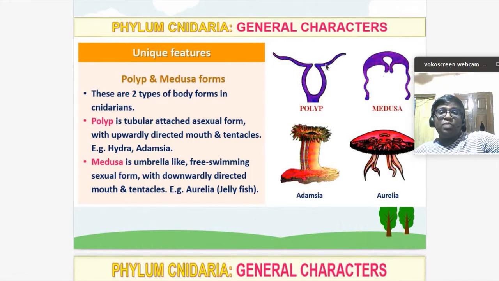So polyp is tubular and undergoes asexual reproduction. Hydra and Adamsia are examples of it. Medusa is umbrella-like, free swimming, and is the sexual form. They undergo sexual reproduction. They have a downwardly pointed mouth and tentacles. Example, Aurelia, which is also called jellyfish.